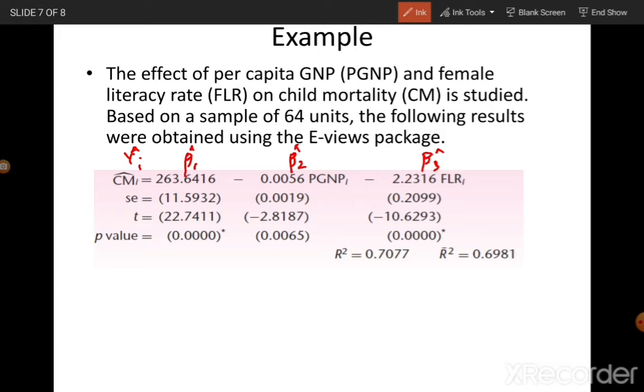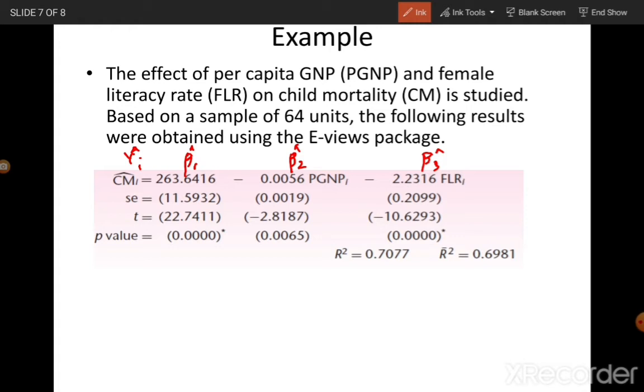The second line just below the estimator values gives the standard errors of these OLS estimators. Again, the formula used is the same that we saw in a couple of lectures ago. Below that is the t value, which has been calculated for testing that the true population value beta 1 is equal to 0, or the true population value beta 2 is equal to 0, and in the third case the true population value beta 3 is equal to 0.